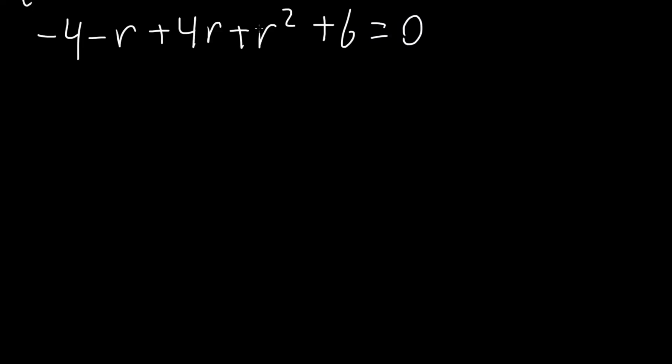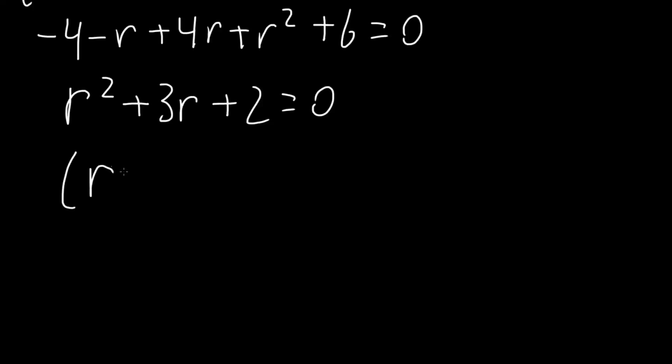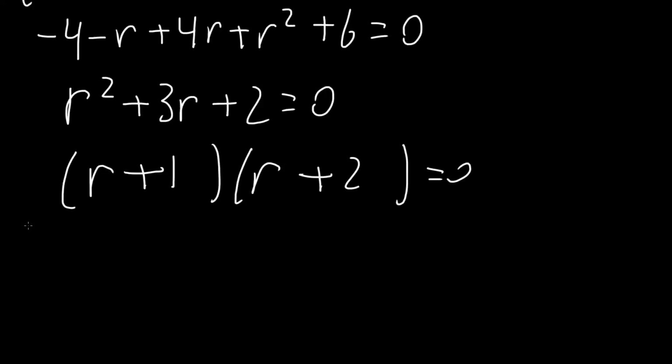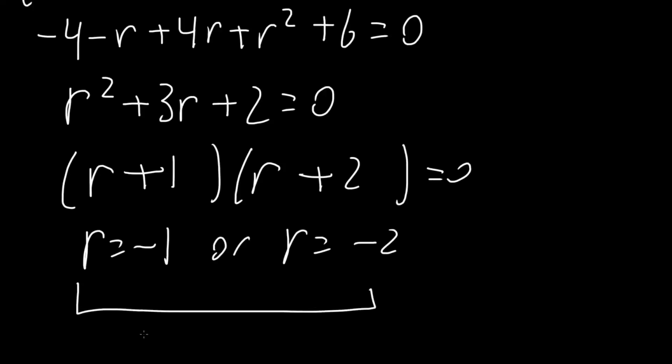And so now we would group this, and by grouping it we would get r squared, 4r minus r, so plus 3r. Then we have 6 minus 4, so plus 2 is equal to 0. And we can factor this out. So it would be r plus 2 times r plus 1, that would work. And so this would be r is equal to minus 1 or r is equal to minus 2. And these are our eigenvalues.